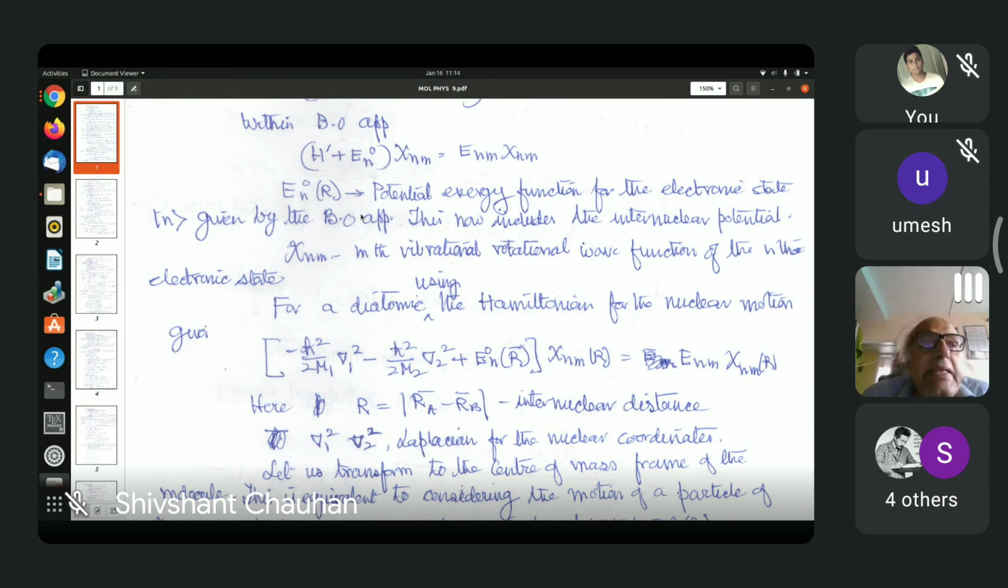Right? So here E_n^0 also includes the internuclear potential. And if we now apply this equation for the nuclear motion only to a diatomic molecule, H prime for a diatomic molecule, what will that be? That will consist of the nuclear kinetic energy terms for the two nuclei: minus ħ² by 2m1 ∇1² minus ħ² by 2m2 ∇2². These are H prime for diatomic molecules, right?